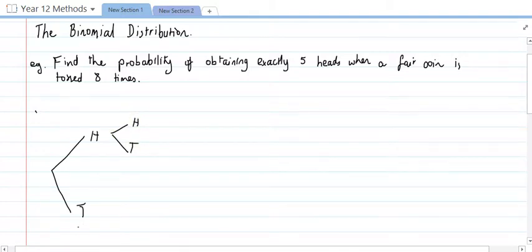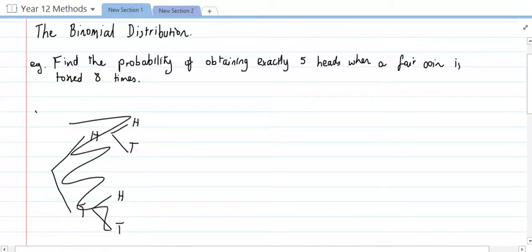And you can see this is going to take quite a while, because if we're tossing the coin 8 times, we're going to have something like 256 possible outcomes. So we're going to be drawing for ages here, and obviously I don't have enough room to do something like that, so this is just rubbish. Okay, you don't want to have to do something like that.